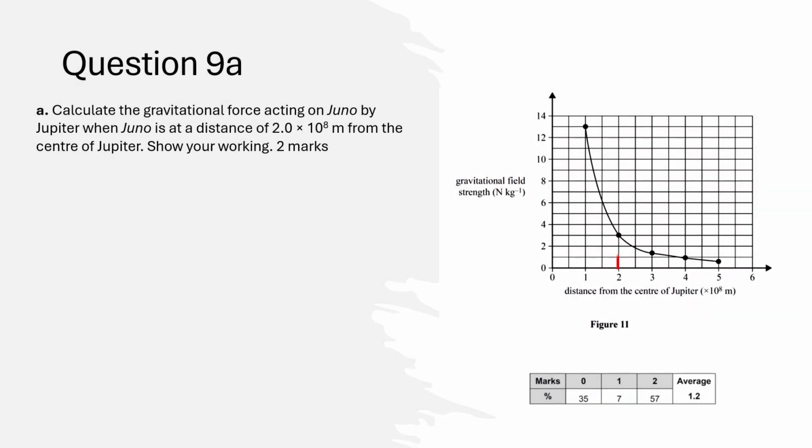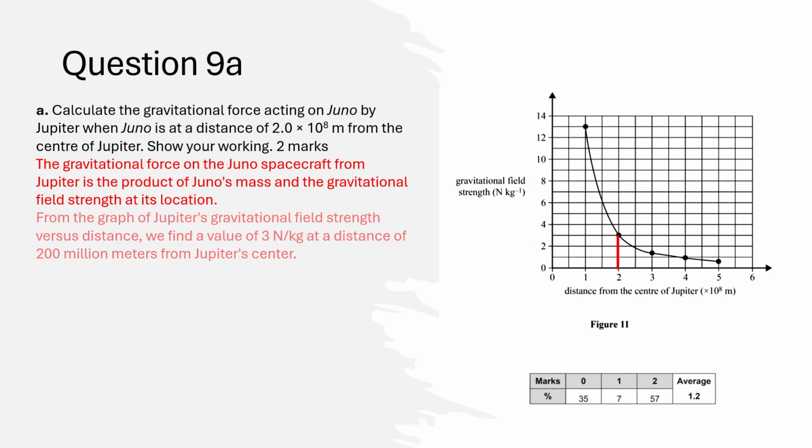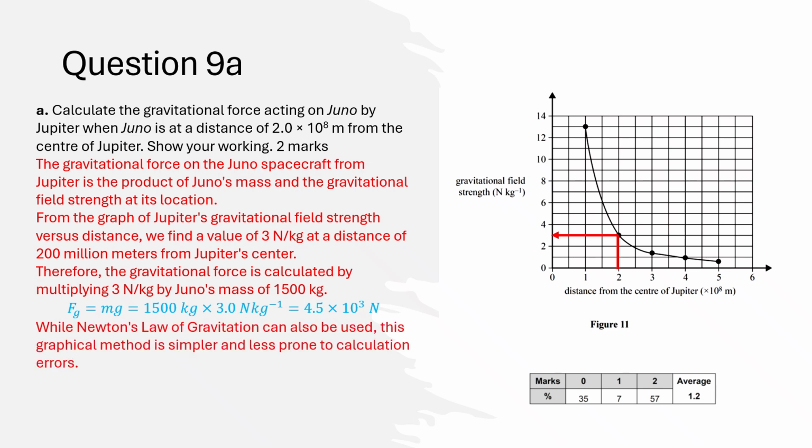The gravitational force on the Juno spacecraft from Jupiter is the product of Juno's mass and the gravitational field strength at its location. From the graph of Jupiter's gravitational field strength versus distance, we find a value of 3 N/kg at a distance of 200 million meters from Jupiter's center. Therefore, the gravitational force is calculated by multiplying 3 N/kg by Juno's mass of 1,500 kilograms.